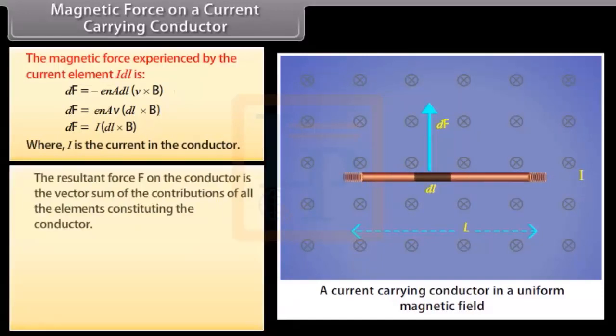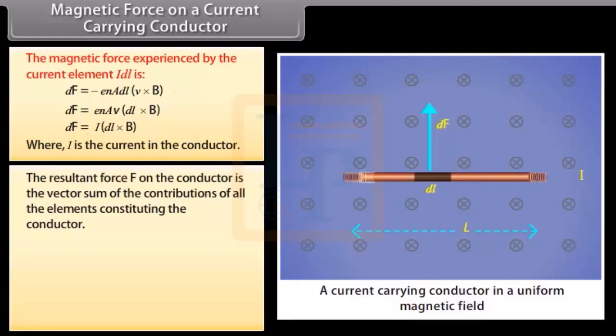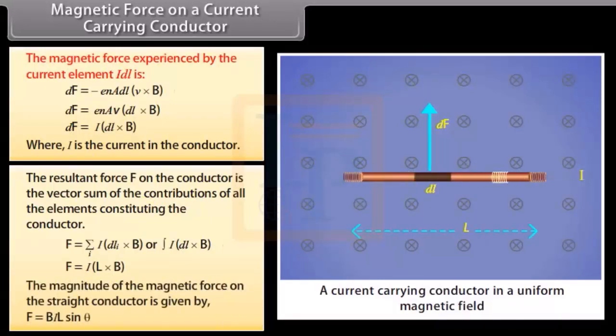The resultant force F on the conductor is the vector sum of the contributions of all the elements constituting the conductor. Now we get the result F = I (L × B). The magnitude of magnetic force on the straight conductor is given by F = BIL sin θ.